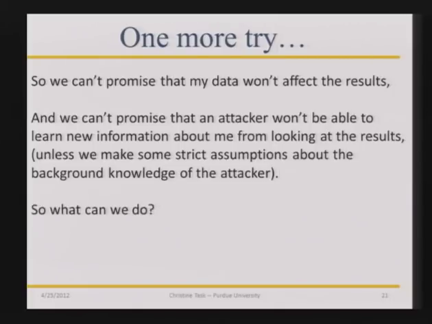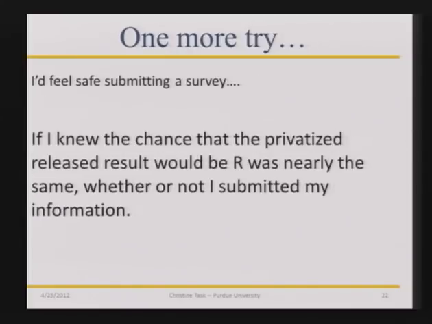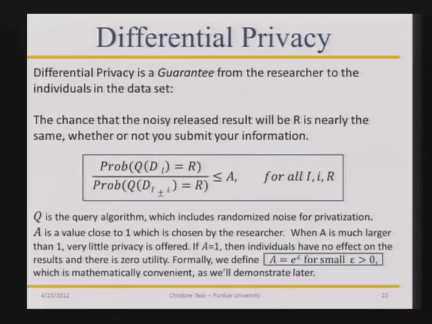What can we do? This is what we're going to do. If I knew the chance that the privatized release result would be R was nearly the same whether or not I released my information, in other words, if I knew the answer that was going to be given to the public was likely to be R whether or not I gave my information, then I could feel safe. There was a close thing in the probability. We'll show this with pictures here. We're getting to the messy part.